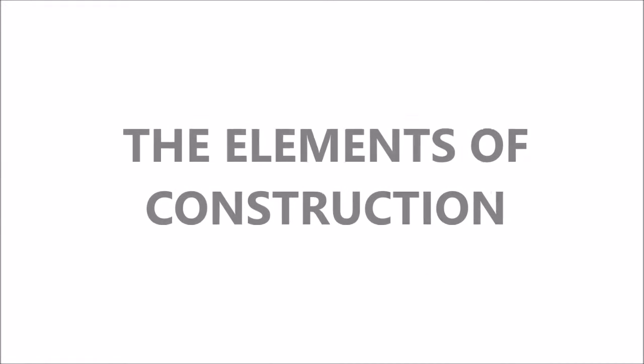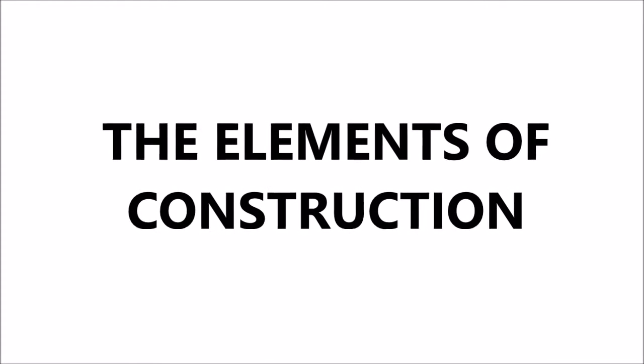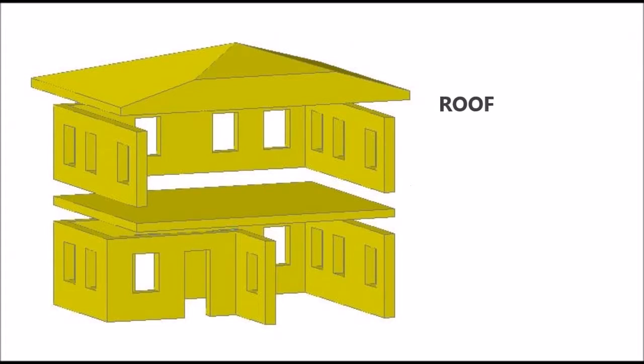This system is faster. It is founded on the assemblage of different elements. The elements of the construction are the roof, the external wall, and the slab. Why analyze in detail each of these three elements?